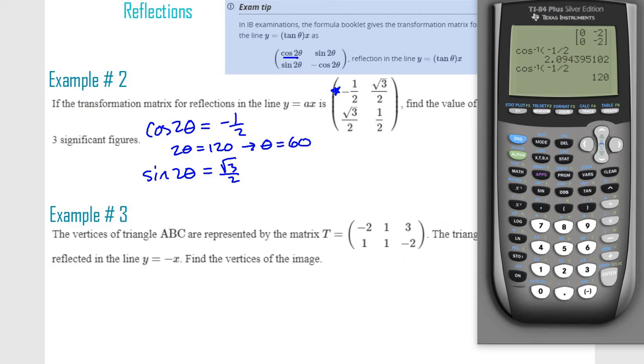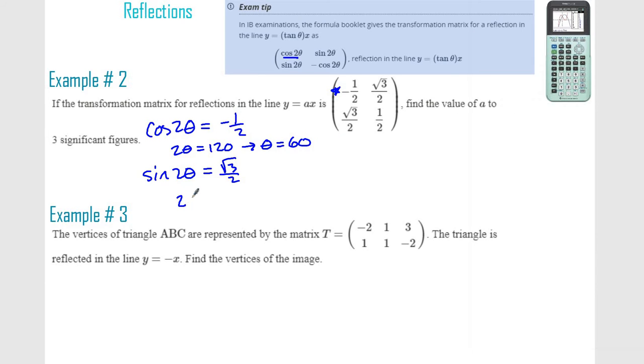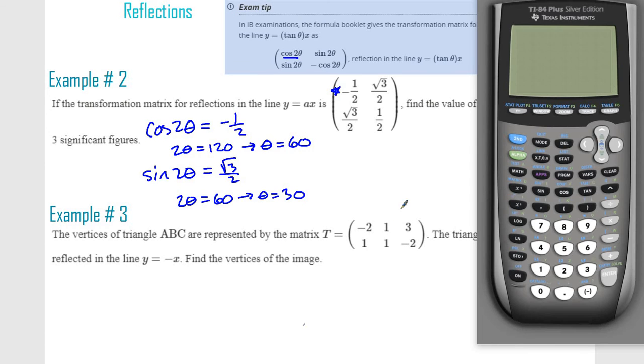Okay, let's verify the rest of it. So second sine, let's do square root of 3 over 2. That's 60. Okay, so the inverse sine. So that means that 2 theta equals 60. So theta equals 30. Okay, so now you're probably thinking, what's going on, Miss Cross?